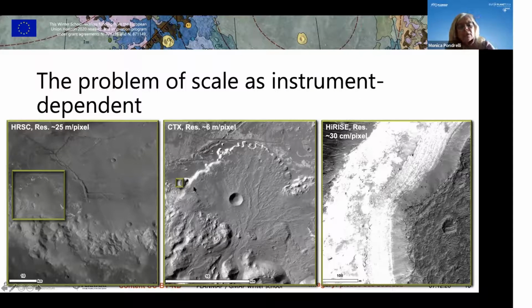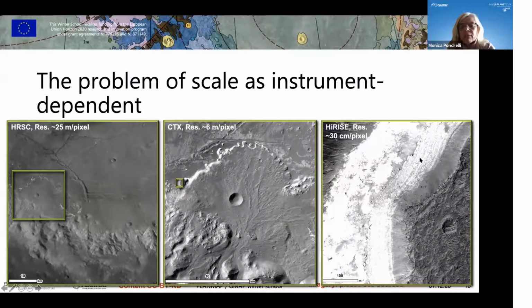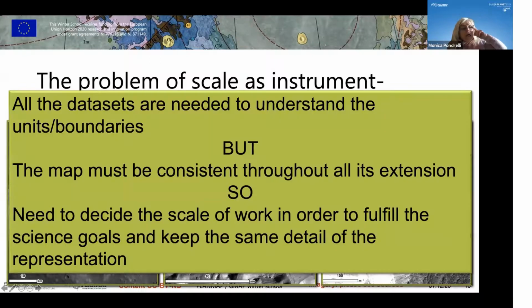If we move to CTX imagery, we can observe that this fan-shaped landform is actually made of more lobes. There are channels on top, and we can see that in this light-tone unit there are some hints of layering. If we move to HiRISE resolution, we can see very clearly the layering, and we can observe the nature of the boundary between the two units. So, of course, all data sets are needed to understand the units, and maybe even more the boundaries.